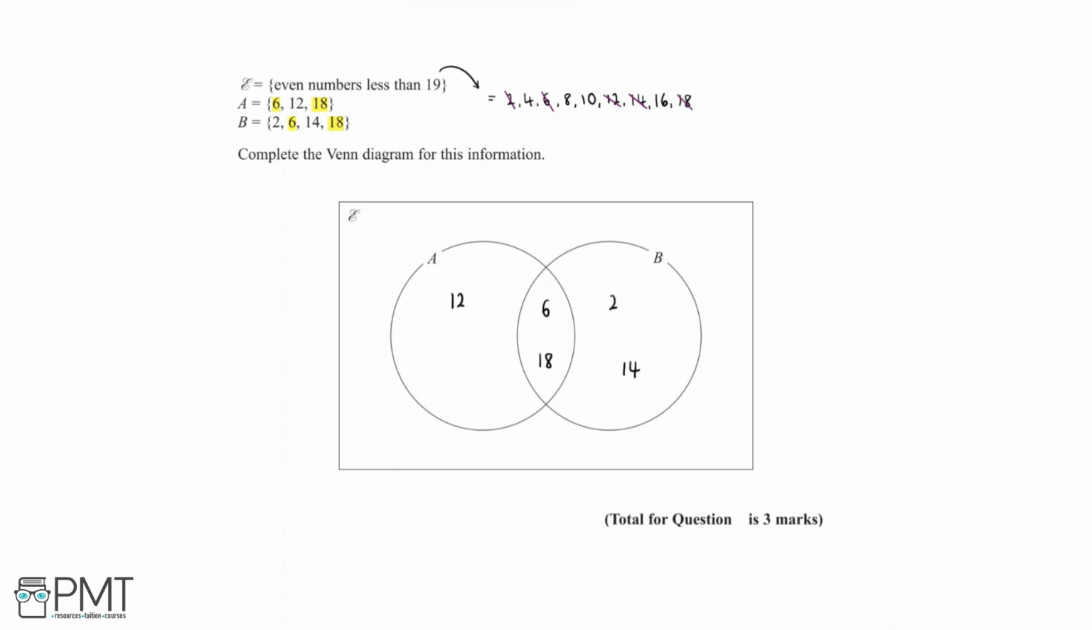And so we're left with the numbers 4, 8, 10, and 16. And so since these numbers are outside of set A and set B, we can place them outside of the two circles. And so we now have a fully complete Venn diagram to represent this information. And we get the full 3 marks in this question for placing each number in the correct place, allowing us to get the full marks needed in this question.